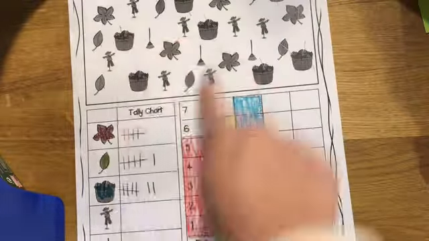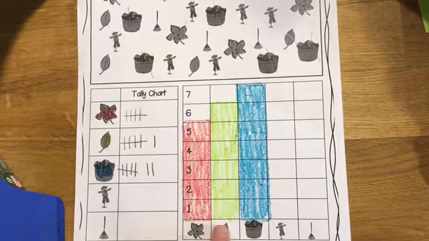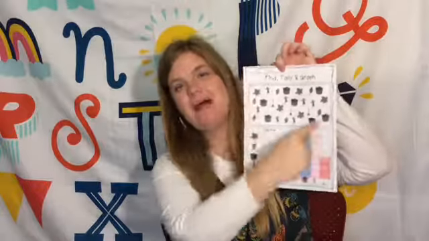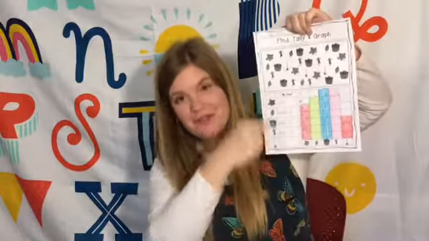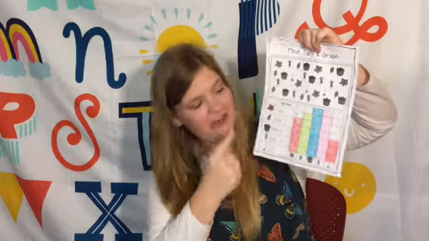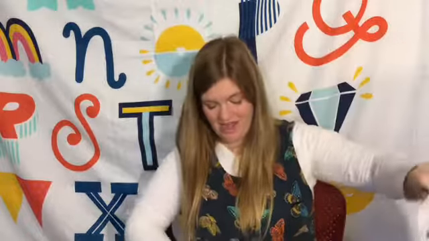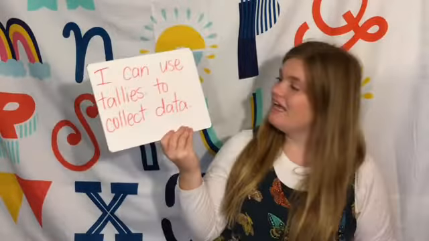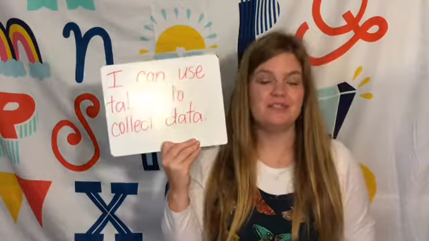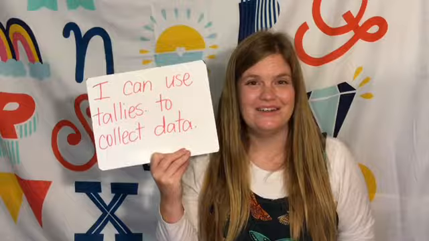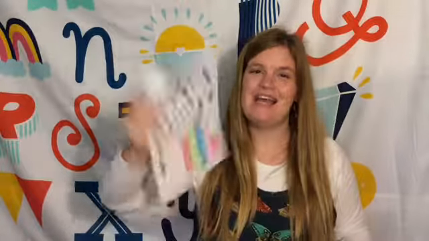You'll count up each object, tally it here, and graph it along the side. Does that make sense? Now it's your turn. You're going to count up the objects in the box, draw your tally marks to complete the tally chart, and then turn those tallies into a bar graph. Our learning target today is I can use tallies to collect and show data or information. I hope that you enjoy using your skill of tally marks.